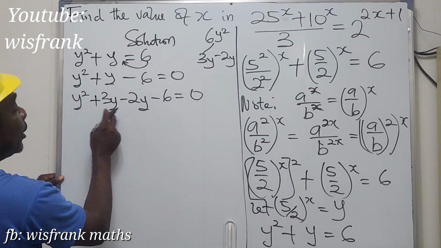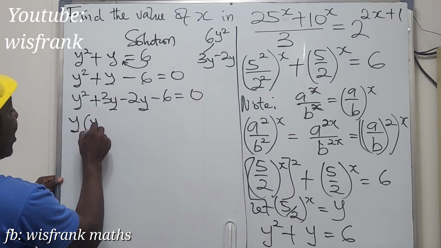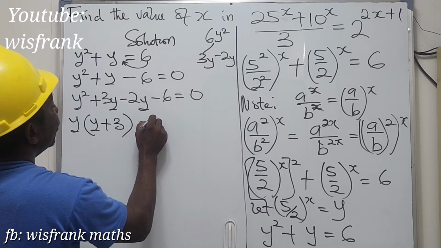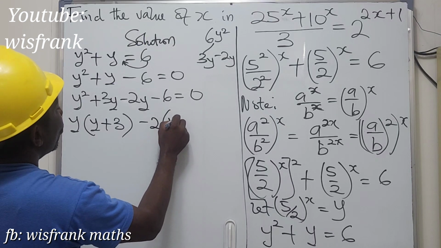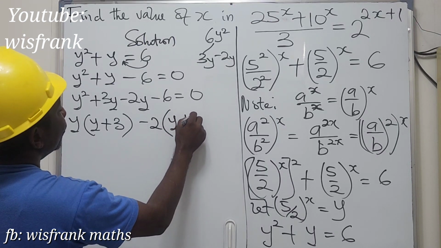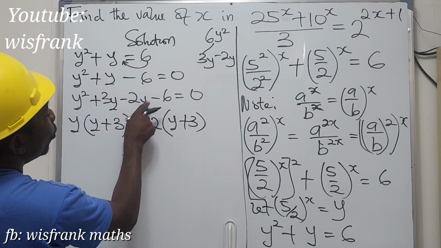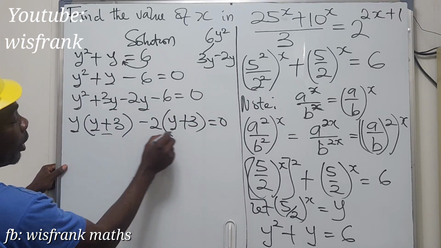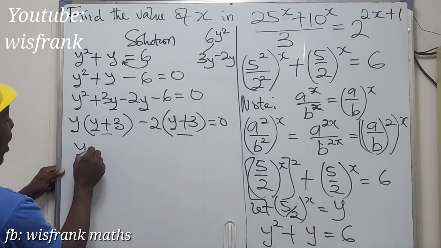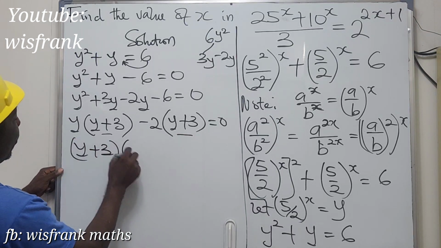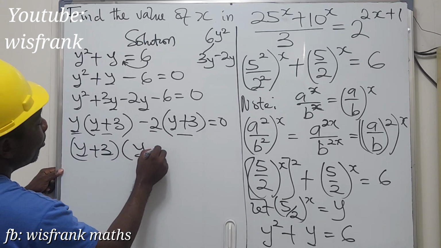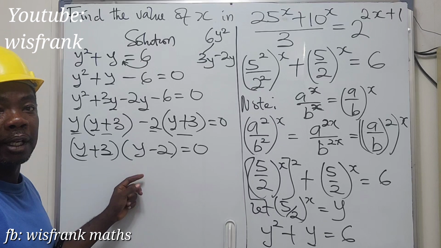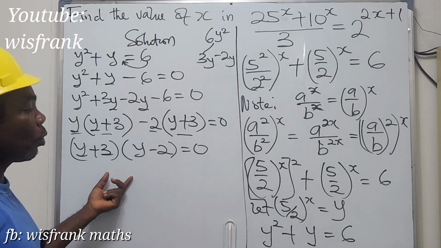So we are going to factor this out. We have y into y plus 3. Then we have minus 2 into y plus 3, because 2 goes with y and 2 goes with 3, equals 0. So we have this one and this one is the same. So we pick one y plus 3, then we pick y minus 2. y minus 2 equals 0. So in this case, we have two parentheses here. It's either the first one equals 0 or the second one equals 0.